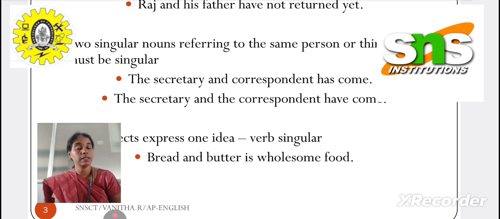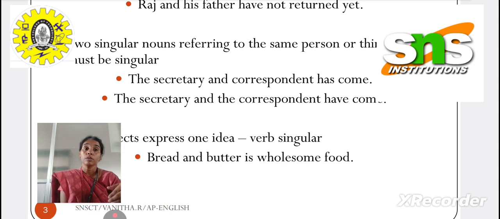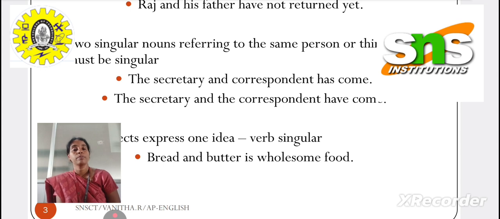The same example with the use of the article the for both subjects: the secretary and the correspondent have come. By using the definite article the for both designations, secretary and correspondent, it means the secretary and the correspondent are different persons. So you have two different subjects there, and we are supposed to use a plural verb. So this is one rule.